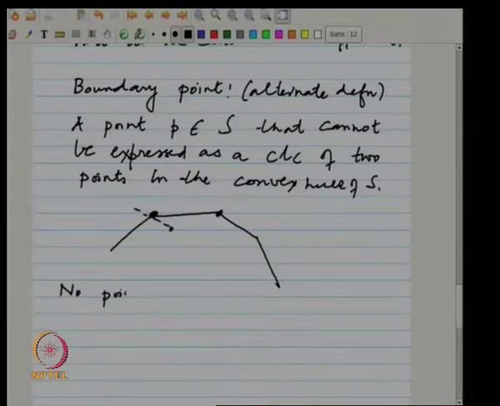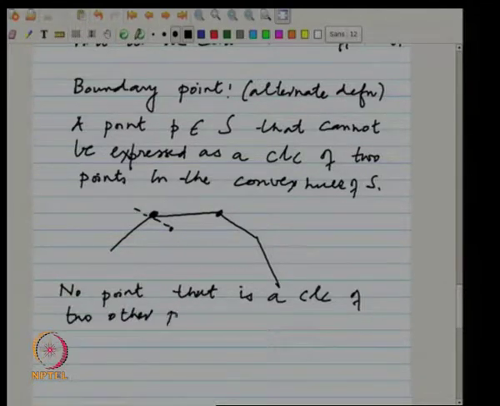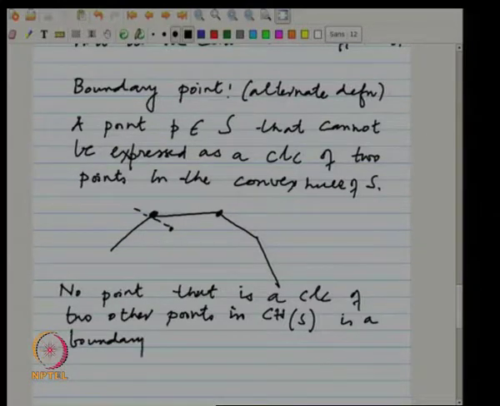Analogously, no point that is a CLC of 2 other points in the convex hull of S is a boundary point. Okay. So, every such point is an interior point.